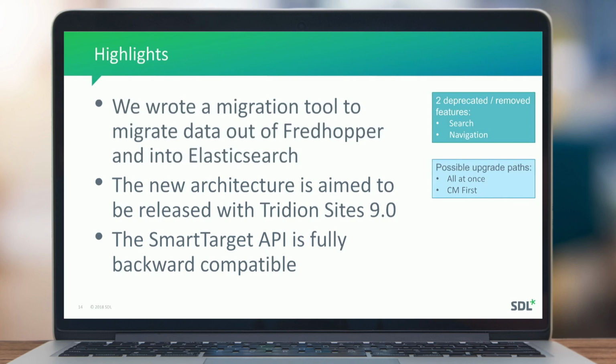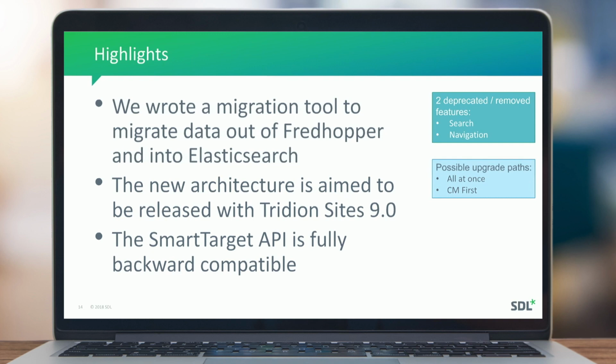And one other important thing to note, we deprecated and or removed two features which we think are not widely used. As I said, that search functionality that we offered through the XO / SmartTarget API to search into Fredhopper is going to be dropped. The replacement for it is that you will be able to use the search API that is already there in Tridion Docs. When that's going to be brought into Tridion Sites 9 is an open question. The idea is now that it's going to be there in 9.1 or maybe a bit later. But it's a much more advanced and robust set of search capabilities. So that's a good replacement.